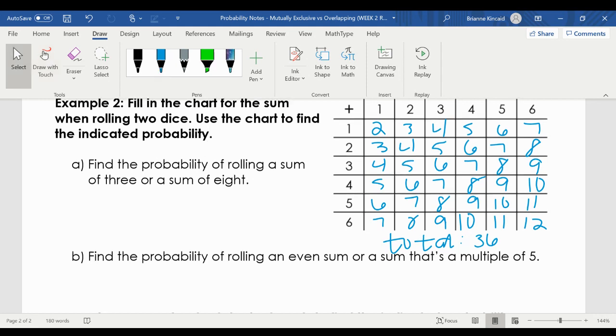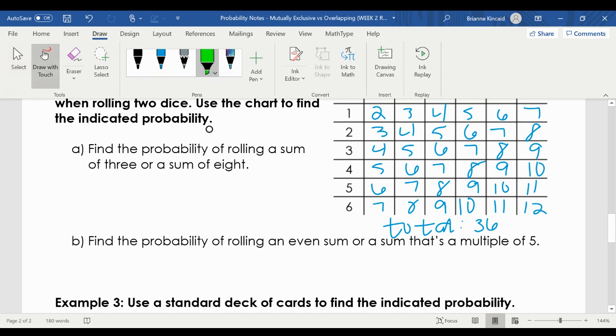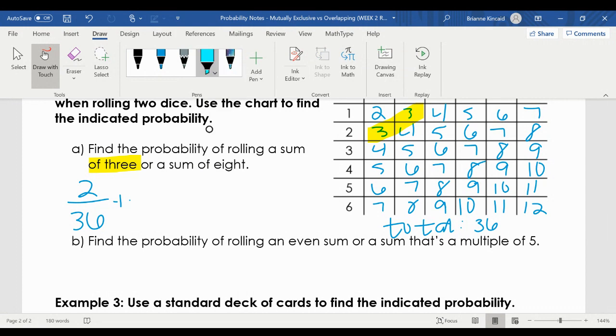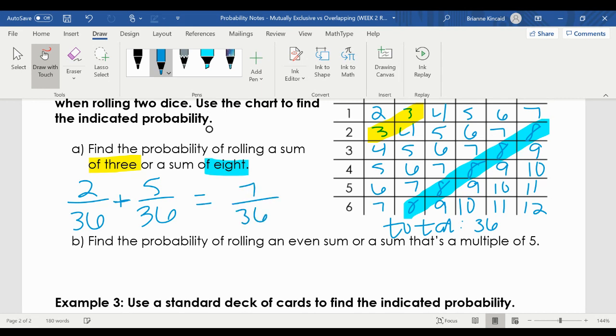So I want to find the probability of rolling a sum of 3 or a sum of 8. So just like we did with the Venn diagrams, I'm going to highlight. So sum of 3, that's 2 out of 36. Remember, we're not simplifying our fractions until the very end after we've added them together. Or a sum of 8, that's 5 out of 36. Notice that there's no green color here. That tells us that these are mutually exclusive events. We're going to get a final answer of 7 out of 36.